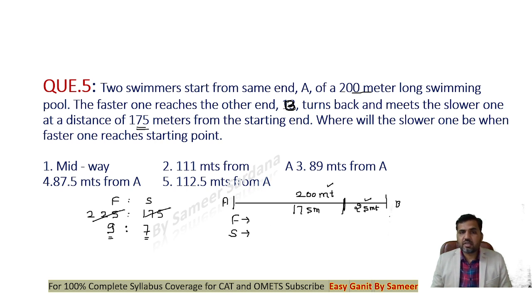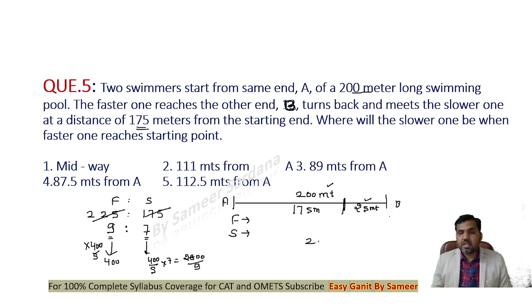when the faster one reaches the starting point. Now when the faster one reaches the starting point, the total distance traveled will be, as you can see, how much? 400, right? Total distance traveled will be 400. So by the time the faster one travels a distance of 400, for the slower one the multiplying factor is 400 by 9. So the slower one will be 400 by 9 into 7. The slower one will be traveling a total distance of 2800 by 9.